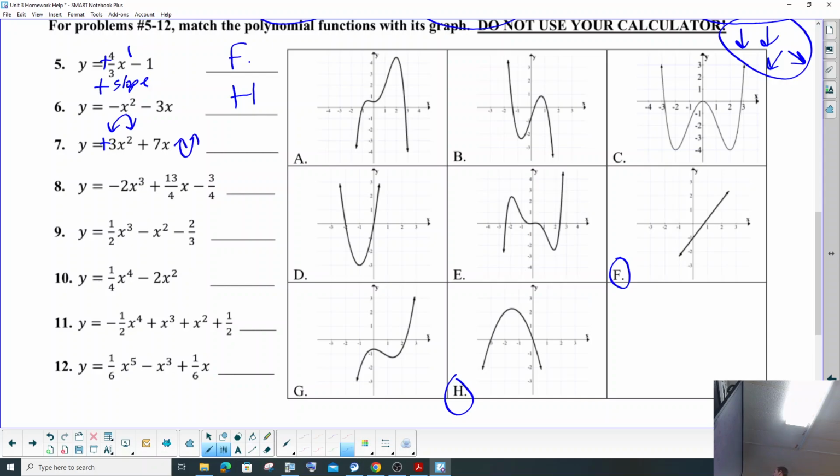So can you see a positive x squared? There it is. Okay, so now we're doing negative and odd, x to the third power, right?